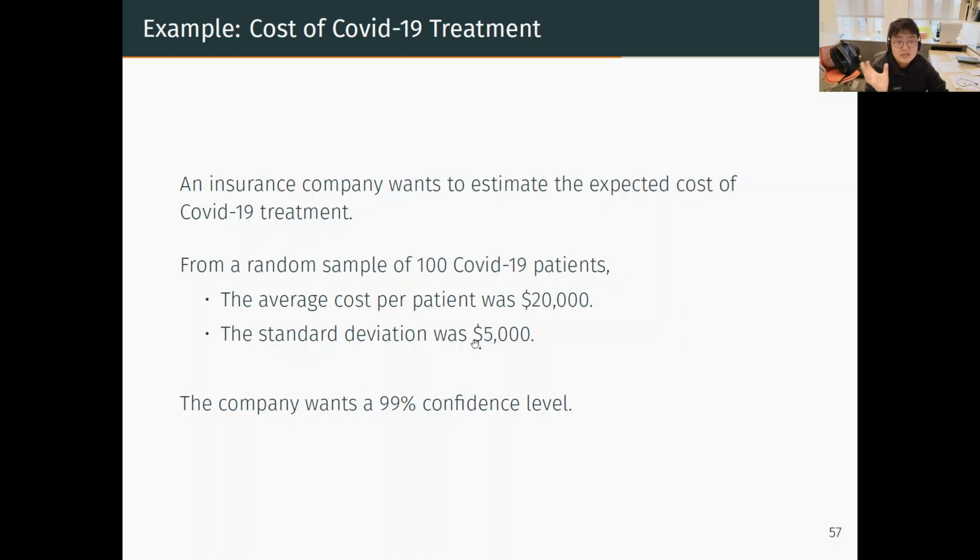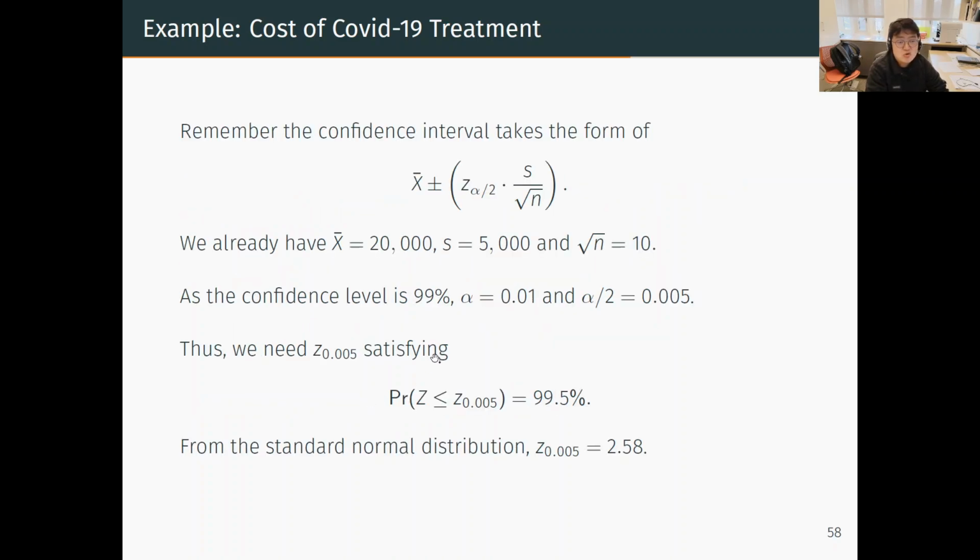We are going to use an interval estimation with 99% confidence level. The insurance company wants to have a very high level of confidence, right? So 99% is the choice. How can we do that? I'm not going to do the derivation again. We just use the formula.